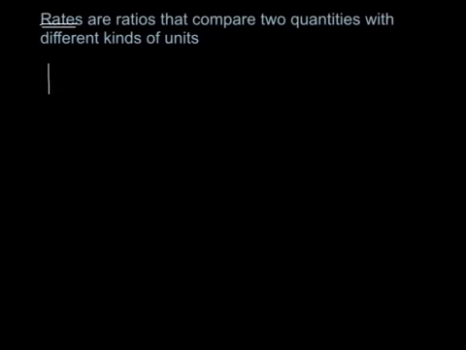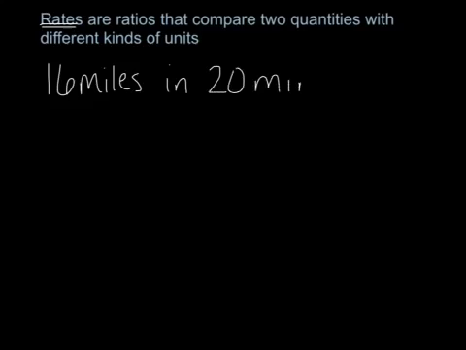So I'm going to go back to the problem that we had on our dividing mixed numbers test, which stated that a snowboarder can travel 16 miles in 1/5 of an hour. To make that a little easier for us, I'm going to say that a snowboarder can travel 16 miles in 20 minutes.